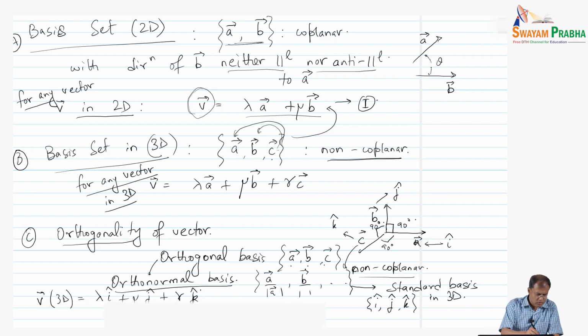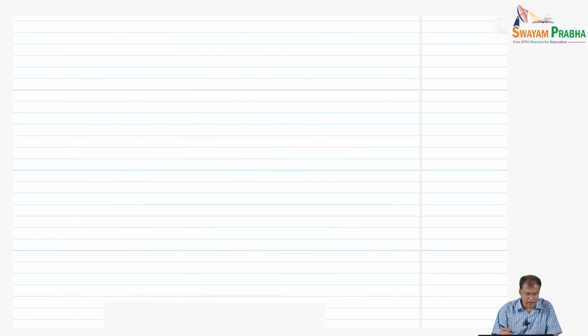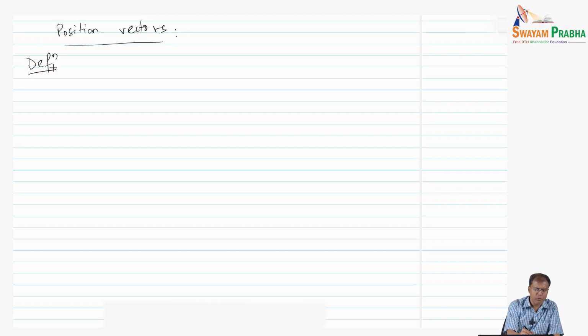Okay, so what do we have? To begin with, let us start with the basic definition of position vectors. So we are going to define our position vectors.